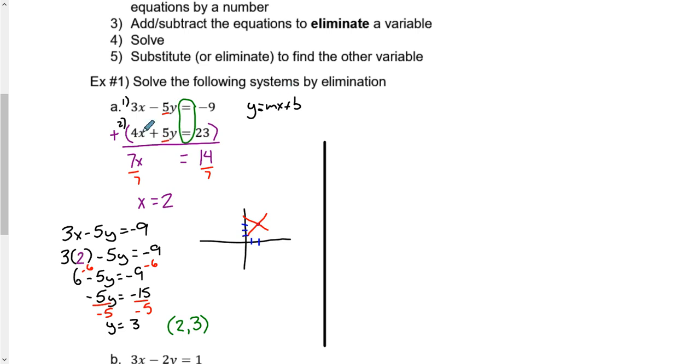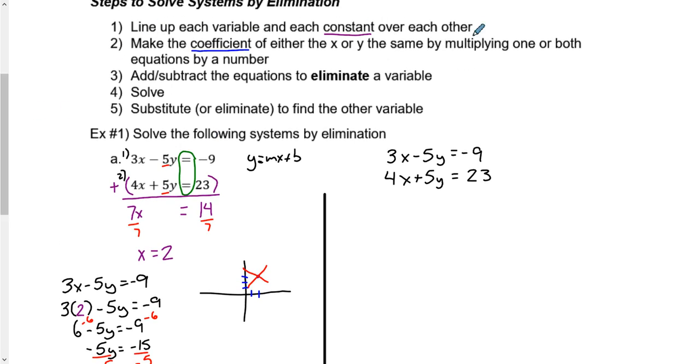So now I'm going to solve this exact same equation, just I'm going to do it slightly different. 3x, subtract my 5y equals negative 9, and my 4x, add 5y equals 23. So now that we're lined up, we're all good, we're going to make the coefficient of either the x or the y the same by multiplying one or both equations by a number.